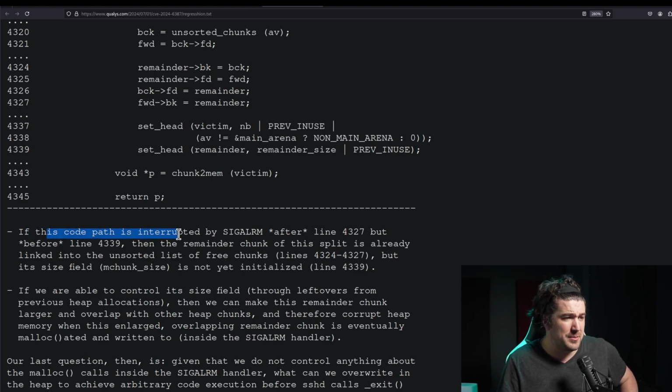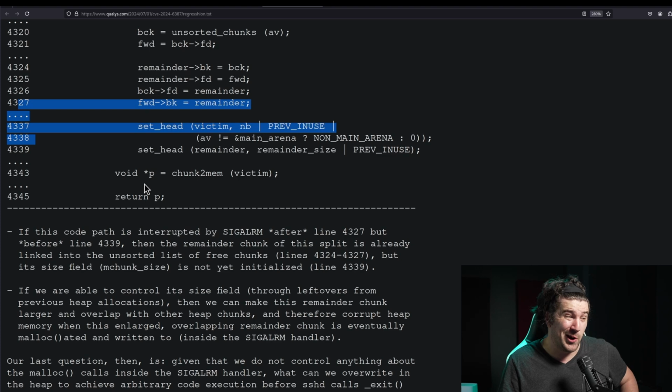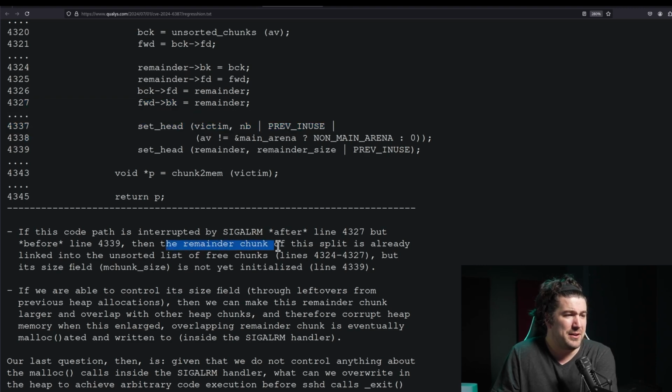If this code path is interrupted by a sig alarm after line 4327, so after we set the remainder to the back pointer here, but before 39, where we're setting the head. Okay. So what, 12 lines of code? And if all of these are just pointer math, they're really fast lines of code. Then the remainder chunk of this split is already linked into an unsorted list of free chunks, but its size field, memchunk size, is not yet initialized.